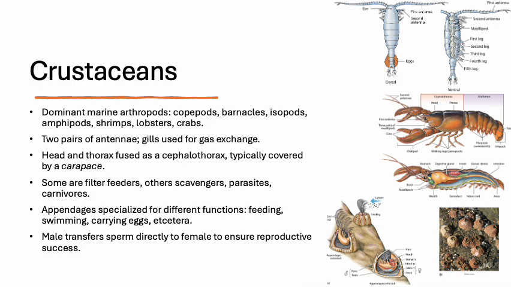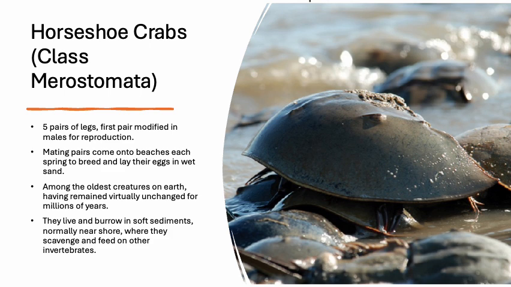Crustaceans play nearly every role you can imagine: filter feeders, scavengers, predators, and even parasites. Horseshoe crabs are living fossils, ancient creatures that have changed very little for hundreds of millions of years. They have five pairs of walking legs, with the first pair in males modified for mating. Each spring, they come ashore in large numbers to lay eggs in the sandy beaches, providing a vital food source for a majority of birds.